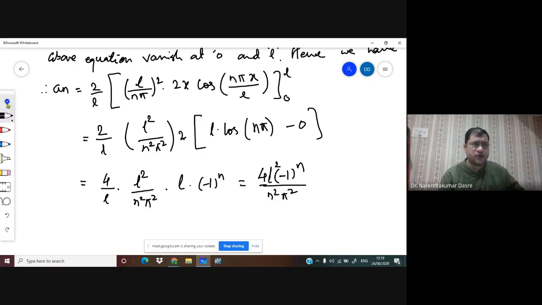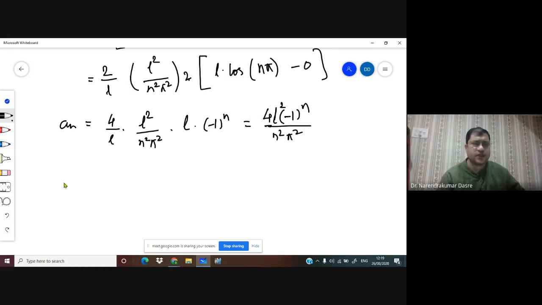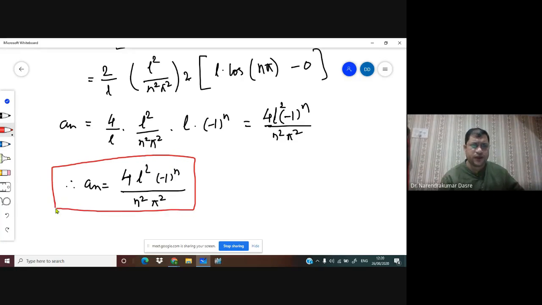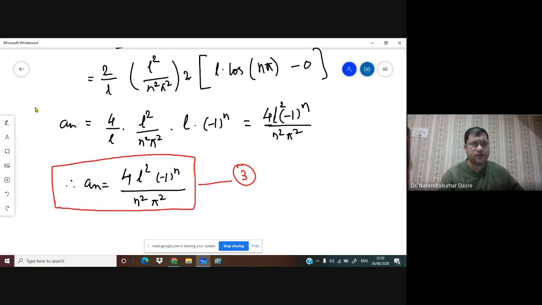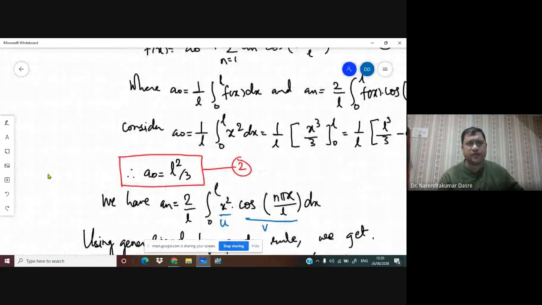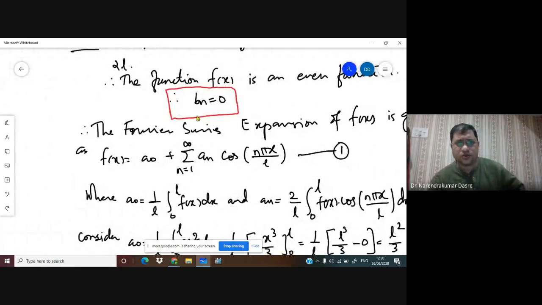Okay, so that's what we get for a_n, and hence we get a_n is equal to 4 L square minus 1 raised to n upon n square pi square. So this is the value of a_n we are able to get, equation 3. Now we have obtained the value of a_n, and we have obtained the value of a_0. The function is even, so b_n is equal to 0, and hence with this a_0 and this a_n, we are able to write this Fourier series.